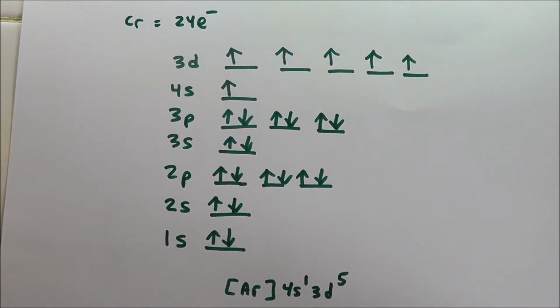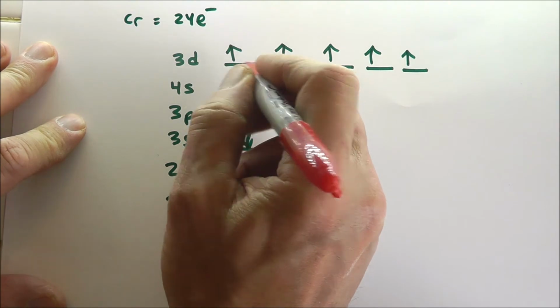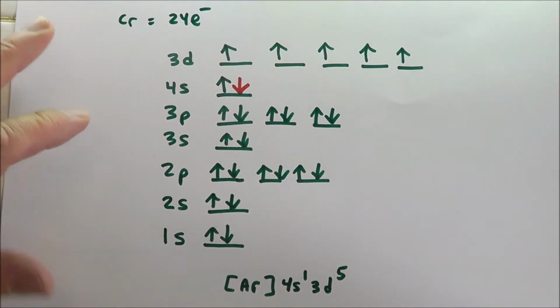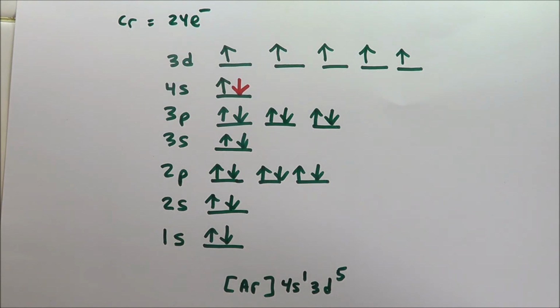Manganese, that 25th electron, instead of going higher, it's going to want to go there. And actually I can explain this pretty well. All right, so that would be manganese. Now, where I can explain what happens next is copper.